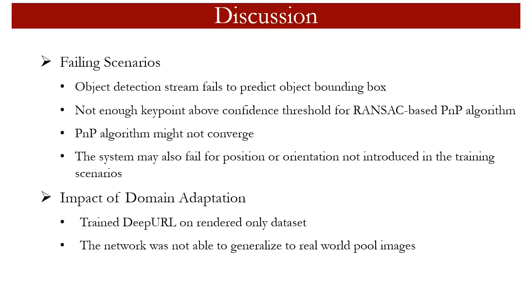To understand the impact of CycleGAN-based domain adaptation, we trained DeepURL only on rendered images. Even though the network performed well on validation set consisting of rendered images only, without training on the synthetic dataset, it was not able to generalize to real-world pool images. The intuition is that real-world underwater images differ significantly from rendered images in terms of texture, color, and appearance.